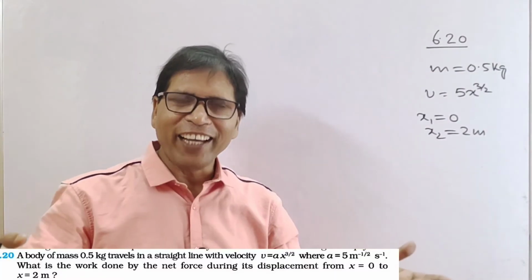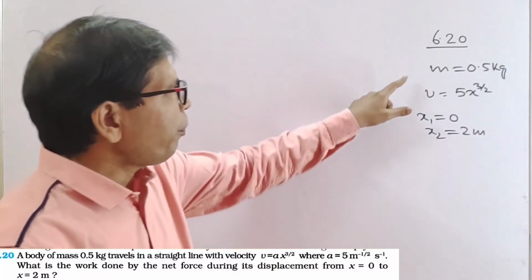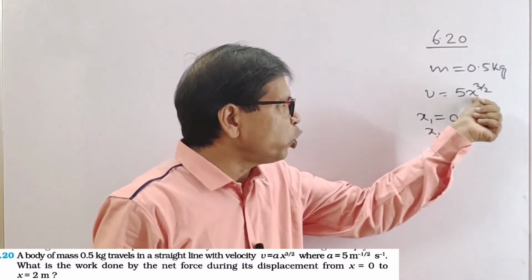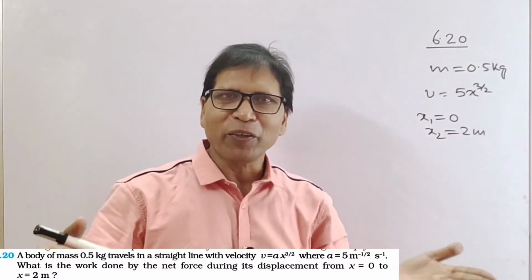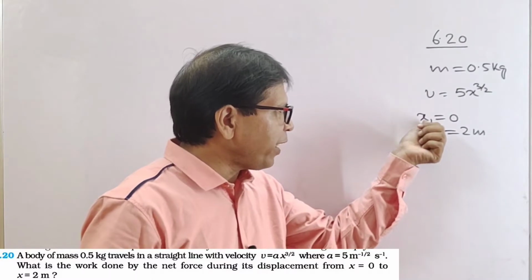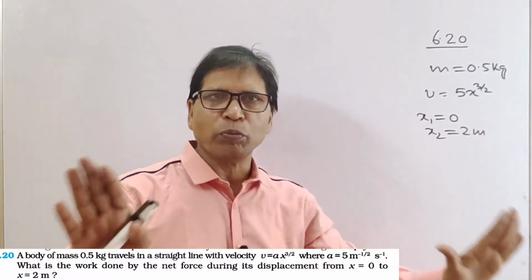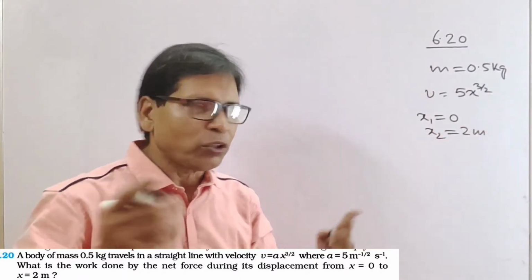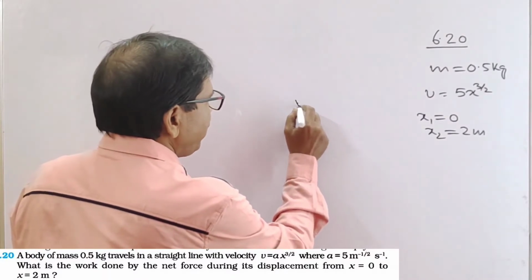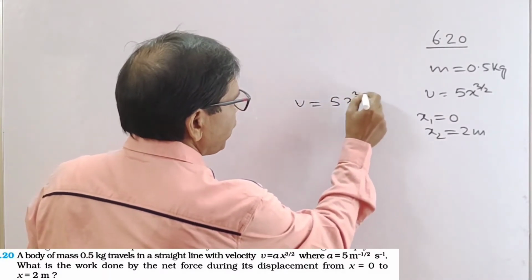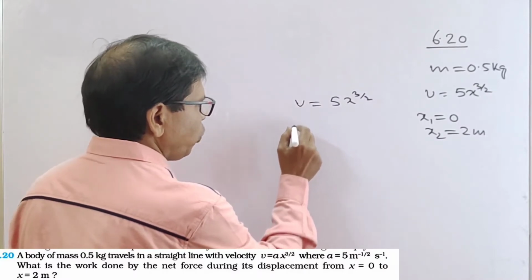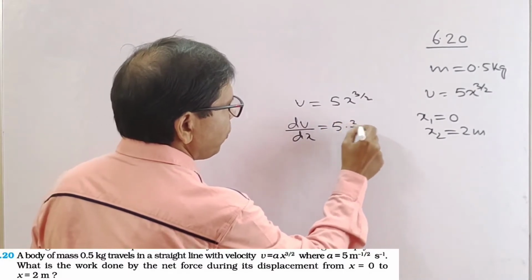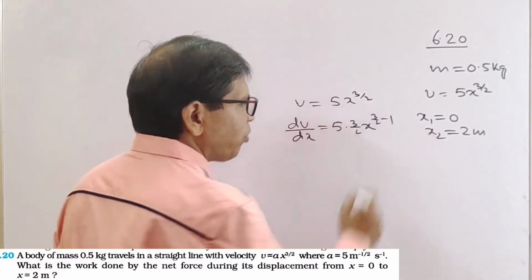Next. Now NCERT 6.20. A particle of mass 0.1 kg moves with velocity 5 into x to the power 3 by 2. We have to calculate the work done during the displacement x equals 0 to x equals 2 meter. First of all we have to calculate the acceleration, then the force. Here v is equal to 5x to the power 3 by 2. Now differentiating v with respect to x, dv by dx is 5 into 3 by 2 into x to the power 3 by 2 minus 1.